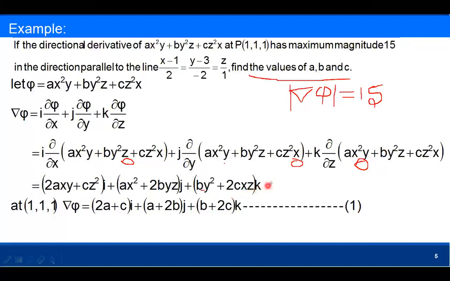Now find this del phi at the given point (1, 1, 1), that means put x equal to 1, y equal to 1 and z equal to 1, we will get this equation. Now the magnitude of this del phi is maximum, that value equal to 15. Now we have to find the magnitude of this del phi and equate it to 15. How to calculate the magnitude: root of (2a plus c) whole square plus (a plus 2b) whole square plus (b plus 2c) whole square equal to 15.